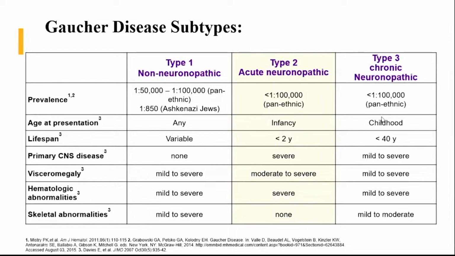Type 3 is the same as type 2, but it's a slow, chronic, slowly progressive disorder, and they usually present in childhood, and the patient can survive up to 4 decades of life. All the manifestations range from mild to severe. And there are skeletal abnormalities as well.